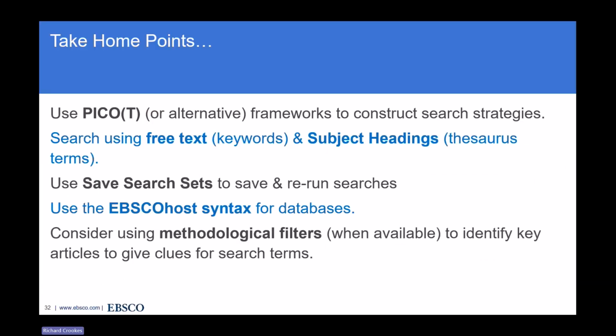Just some take-home points to consider: also use PICO. You've got other frameworks that you can use to construct the search strategies. Use keyword and subject searching. Some of you may defer to title and abstract searching as opposed to general unqualified keyword searching, but search the keywords within those fields, as was also brought up in the session. Use the save search sets, and save and rerun searches as I demonstrated for CINAHL and MEDLINE. Also make sure that you use the EBSCO syntax. You may find that other providers' syntax could still be used, but results will not be as accurate. And consider using the methodological search filters when available to identify key articles to give clues for search terms. So again, just to briefly introduce those to you.